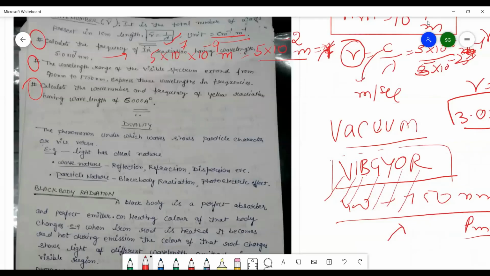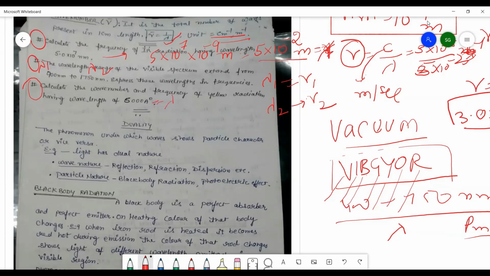Now the second one: the wavelength range of the visible spectrum extended from 900 nanometer to 1750 nanometer. Express these wavelengths in frequencies. This one is lambda 1, this one is lambda 2, and the same conversion applies. You have to multiply by 10 to the power minus 9 and then calculate the frequency. That is, lambda 1 gives mu 1, and lambda 2 gives mu 2.